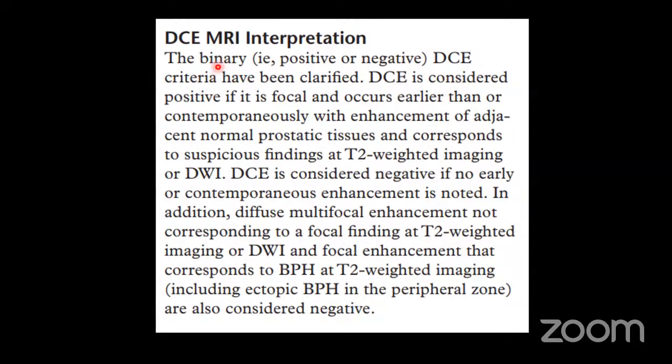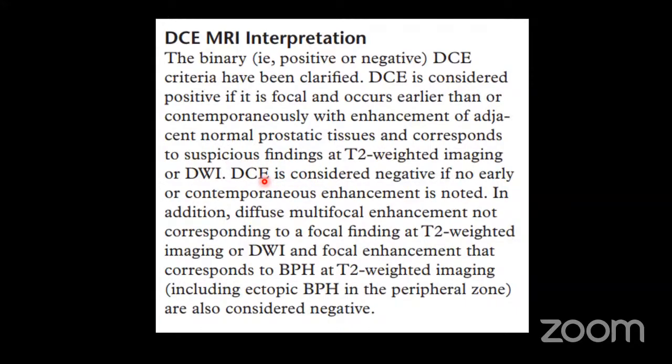The DCE criteria has been clarified. It is considered positive if it is focal and occurs earlier than, or contemporaneously with, enhancement of adjacent normal prostatic tissue and corresponds to the suspicious finding on T2 weighted imaging or diffusion. So it has to correspond to the T2 finding or diffusion finding, and it should be early as compared to the rest of the prostatic tissue. So we will see a few examples at the end of how to read these perfusion DCE sequences.